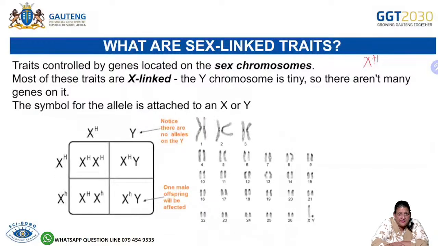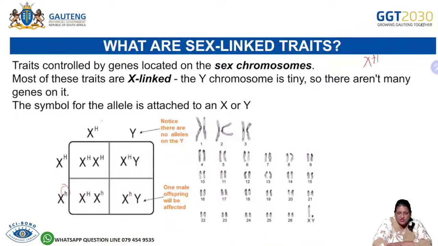She's a normal female, but she's carrying the hemophilia allele. So she's a carrier of hemophilia. In phenotype, she looks normal, but she's carrying the possibility of her children becoming hemophilic, because on her other X chromosome, you can see the recessive hemophilic gene, but the normal allele is dominating that recessive allele.